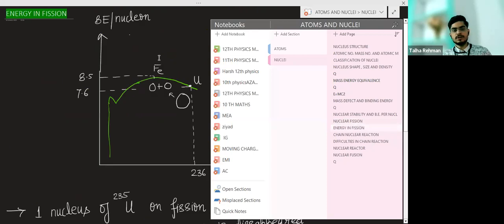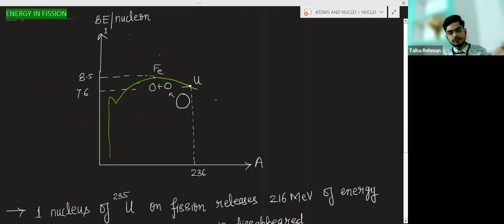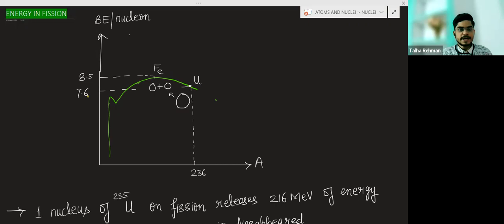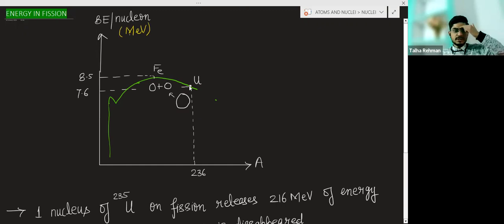Now energy in fission. This is the curve we studied earlier, binding energy per nucleon versus mass number. This is the type of curve we have approximately, and iron has the maximum binding energy per nucleon, and somewhere here will be uranium-236. So this uranium-236 will have approximately 7.6 mega electron volt of energy. Basically this binding energy per nucleon is in mega electron volt. So this has the less binding energy per nucleon.